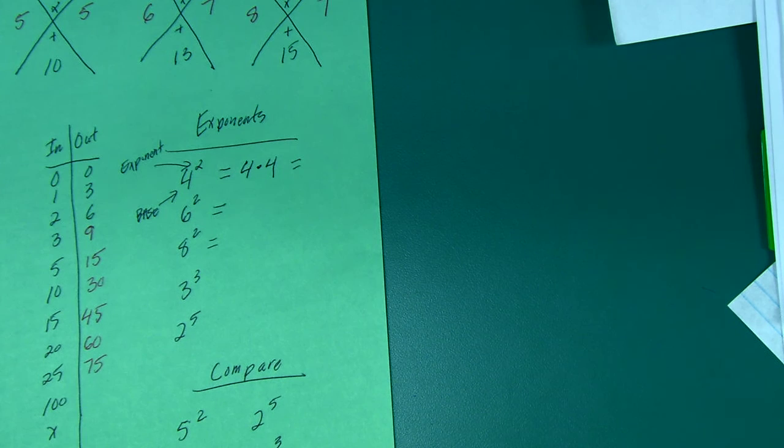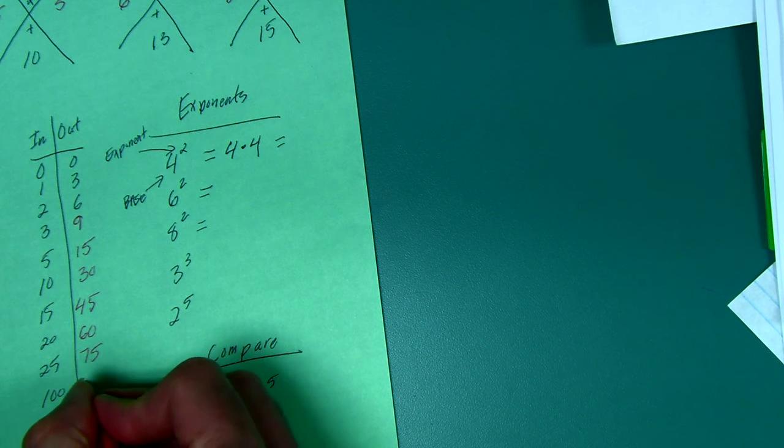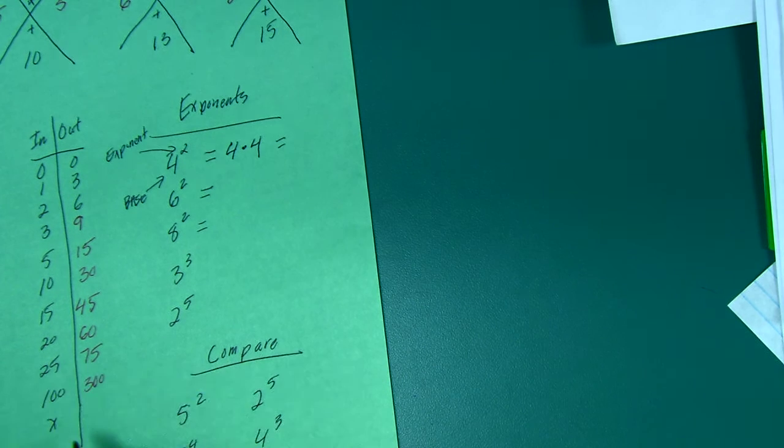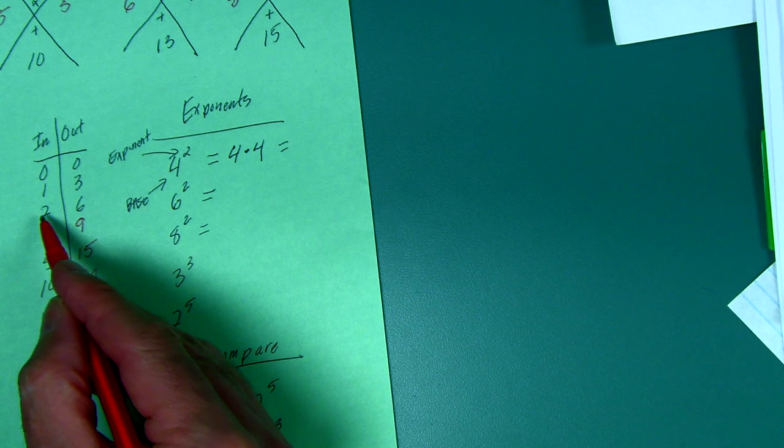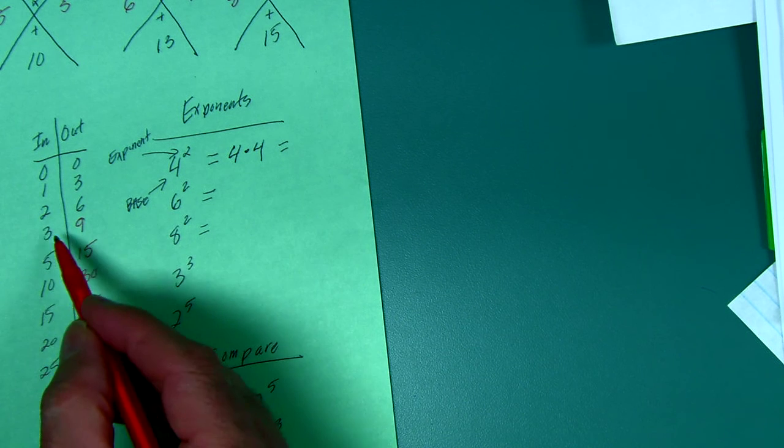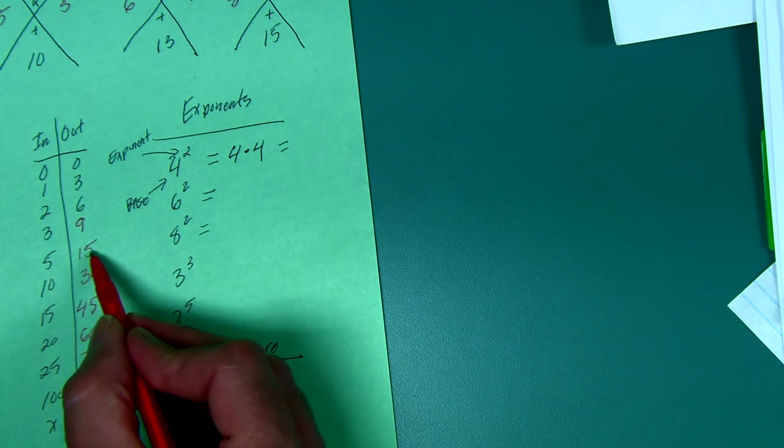75. How about when 100? And again, pause and think if you want. That's 300. And you guys recognize that 6 is the same as 2 times 3. 9 is the same as 3 times 3. 15 is the same as 5 times 3. 60 is the same as 20 times 3. So whatever goes in, I'm going to have that times 3 come out, right?